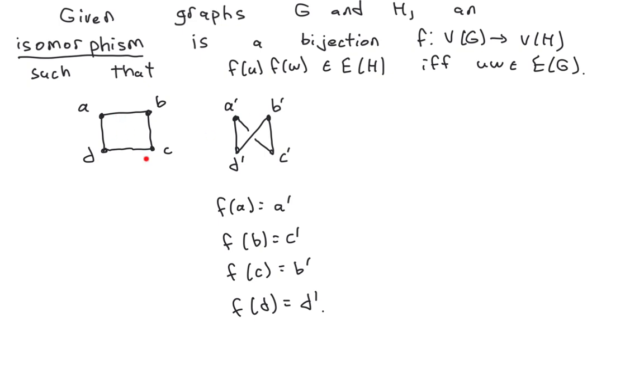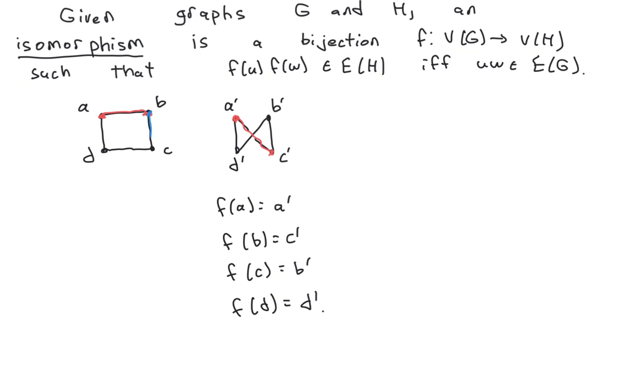Then you can define a function from the vertex set of the first graph to the second set by sending A to A prime, B to C prime, C to B prime, and D to D prime. And you do see that under this map, the edge from A to B gets sent to A prime, C prime.